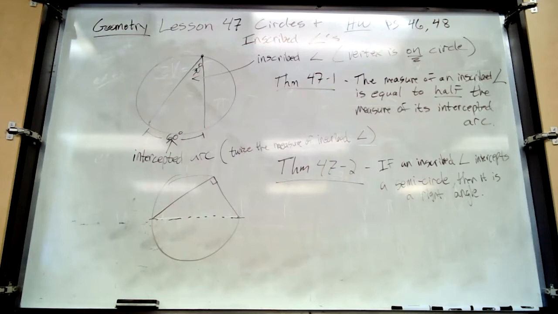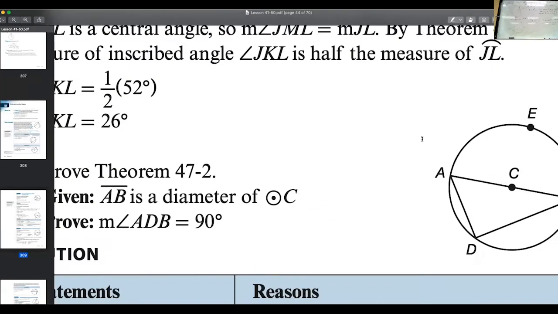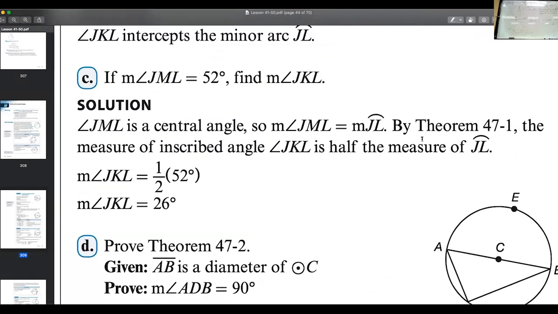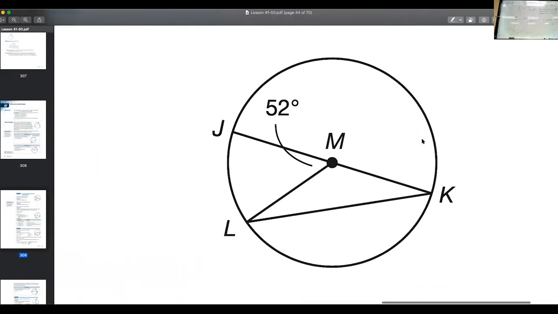Okay, so let's look at this example here. You guys see this? So here is example 1. Let's look at this diagram real quick. Let's see if we can figure out all the angles. Well, we can figure out all of the angles. Okay, so this is what we got.